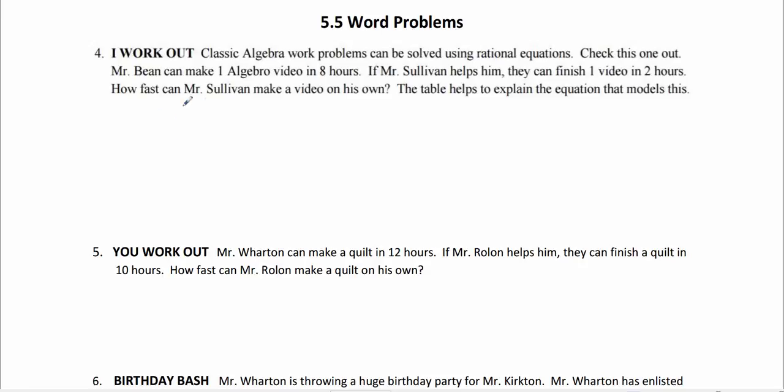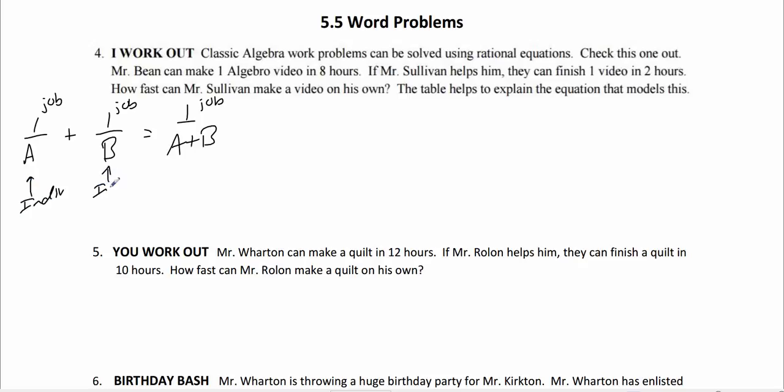I kind of want to talk about the basic introduction into these particular problems. And here's your general equation that we're going to be using. It's 1 over A plus 1 over B equals 1 over A plus B. Now, what this means is this 1 stands for the job, how long it takes you to do that one job. This A is an individual. Same thing with the B here. Okay, this is an individual. Now, this A plus B is working together.